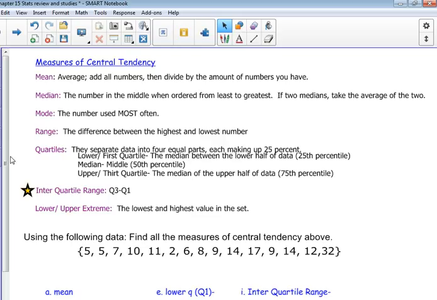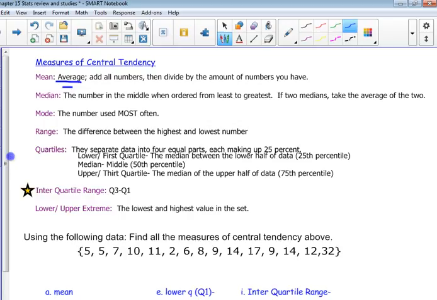Hopefully this sounds familiar to you guys. Remember mean, median, and mode? Maybe from like 8th, 9th grade, maybe even 7th grade. Okay. So mean is the average. It's when we add all the numbers together and then you divide by however many you have.